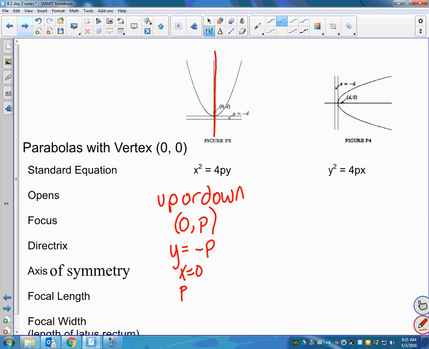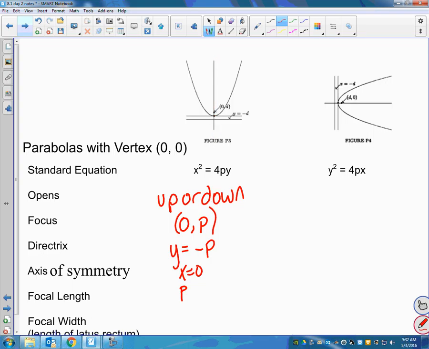Your focal width is what's going to make it easier to graph, and it comes from this Latin word, the latus rectum. In our Algebra 2 book it always uses that, but we don't do the Algebra 2 book, right? We used to do this in Algebra 2 in precalculus. Now we only do it in precalculus. But we're going to talk about how this focal width makes it easier to graph.